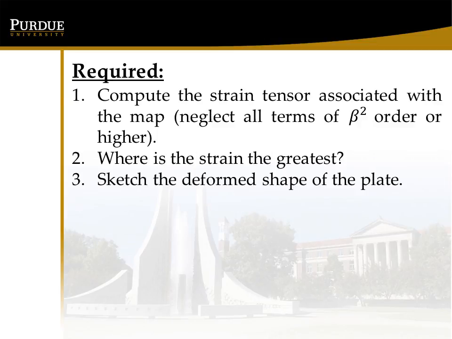We are asked to find the strain tensor associated with the map, and we can neglect all terms of beta squared order or higher, and then we need to find where the strain is the greatest, and then lastly sketch the deformed shape of the plate.